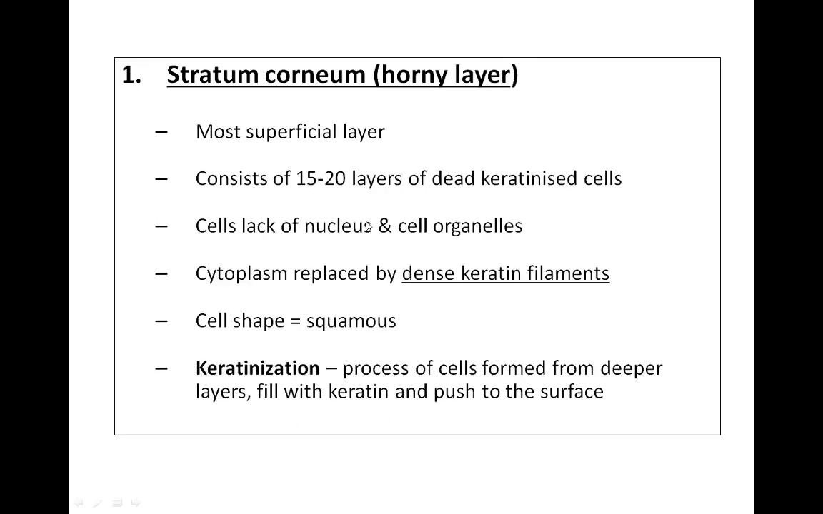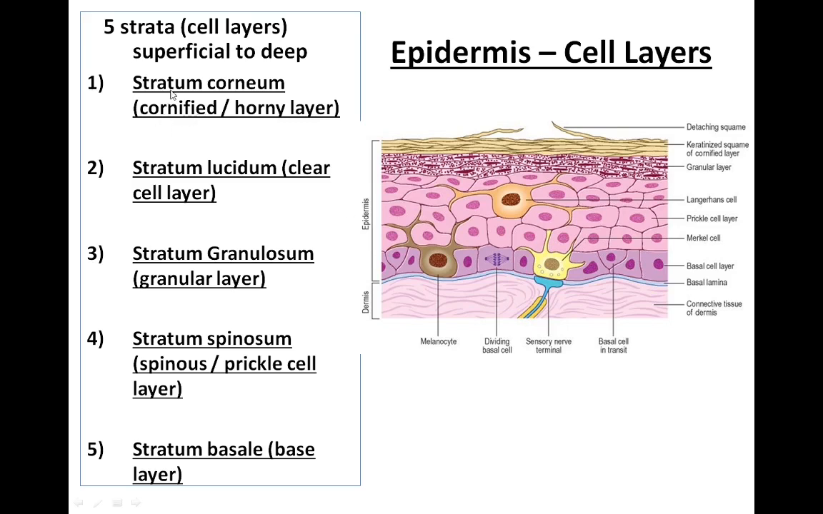The layers we have to remember, from superficial to deep: stratum corneum, then stratum lucidum, then stratum granulosum, then stratum spinosum, then stratum basale. If you go from deep to superficial, first the stratum basale gives rise to new cells, then they come to the stratum spinosum. These cells have cytoplasmic processes. Then in the stratum granulosum, the cytoplasm has granules and keratin formation starts.